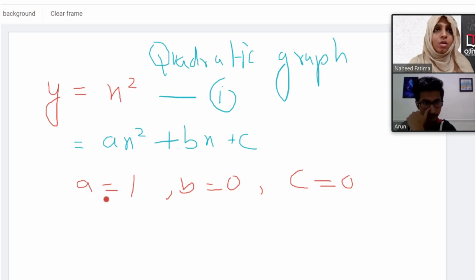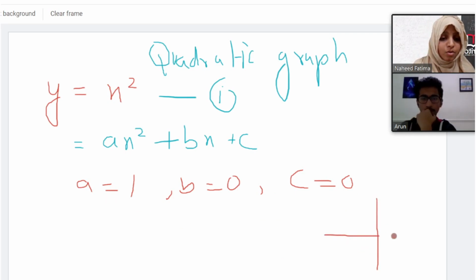So the very first thing, if a is positive, your quadratic graph will open upwards, like this, and you will get a minimum value of y. We call this minimum or minima in some books. So it will always open upward. That's very basic. How to get the points I'll tell you later on.